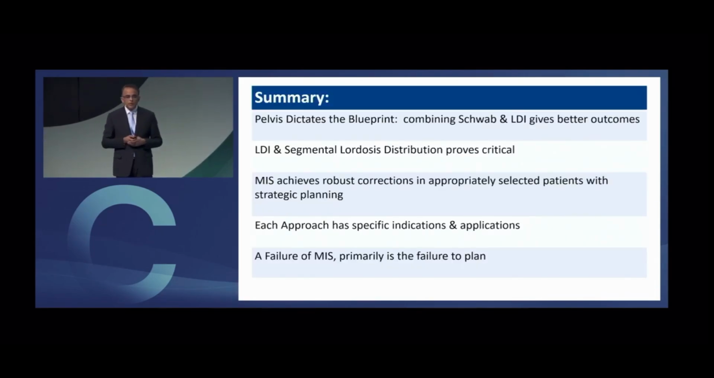In summary, pelvis dictates the blueprint. Combining Schwab and LDI gives a much better outcome. Planning about LDI and segmental lordosis distribution is a very critical aspect in restoring your lordosis. MIS achieves a much more robust correction in appropriately selected patients with proper strategic planning. Each approach has its specific indications and applications. A failure of MIS is primarily a failure to plan.